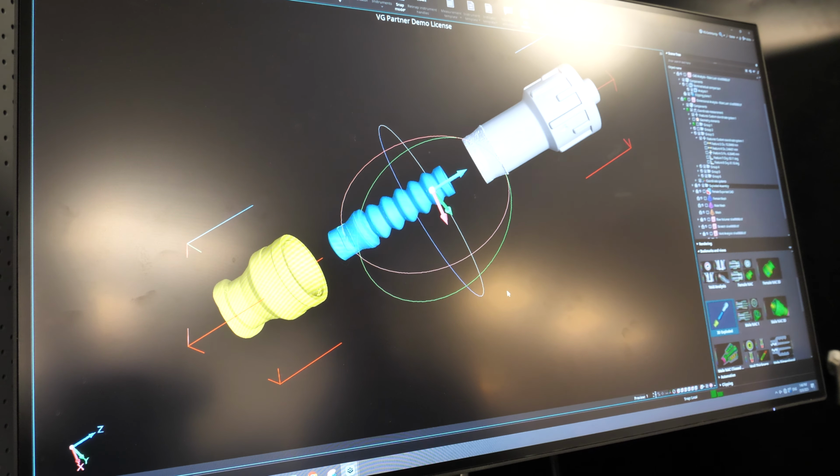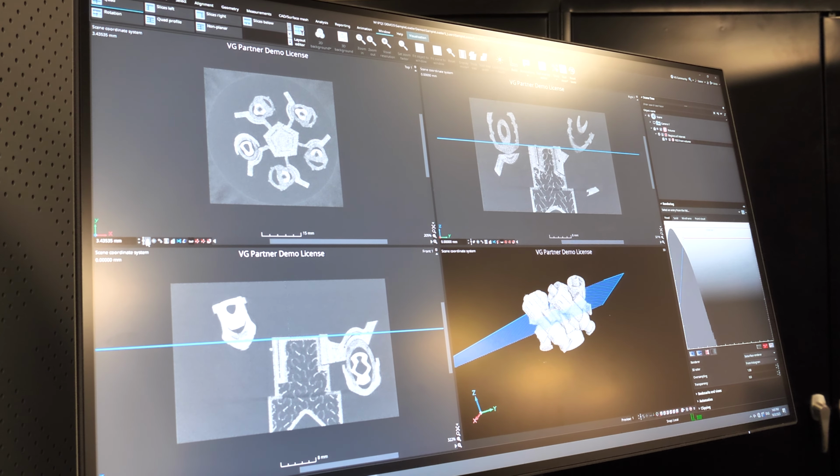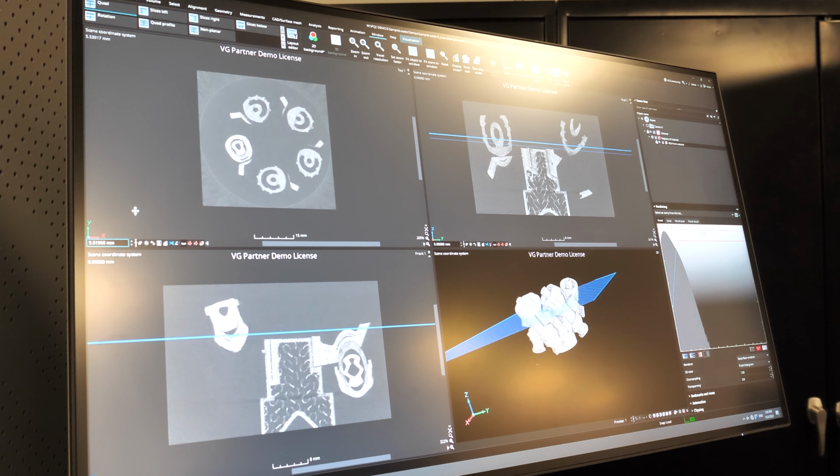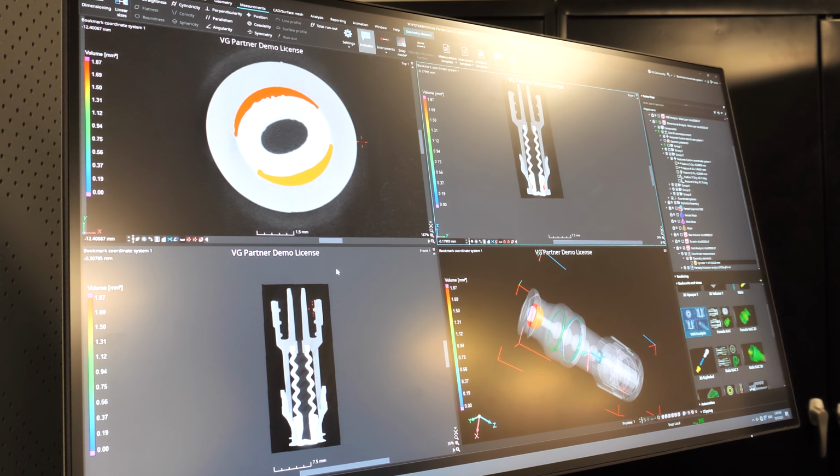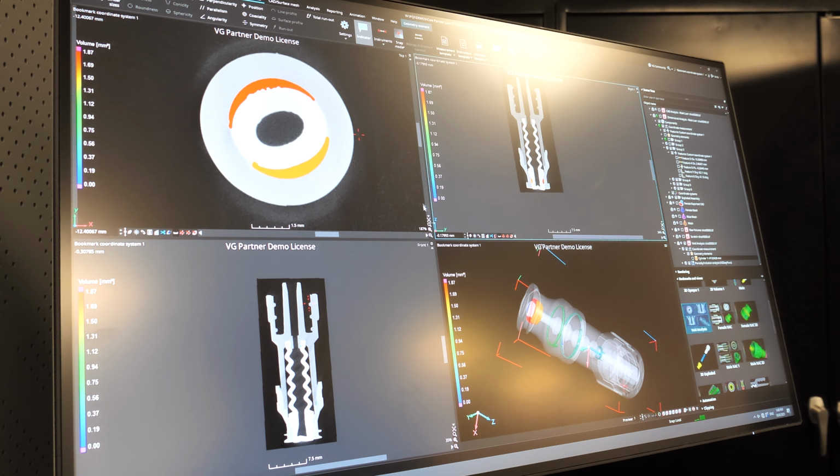Once we've acquired all of our images from the CT system, we can take all those images and use a reconstruction algorithm to put them all together to make a 3D model of the part that we scanned.